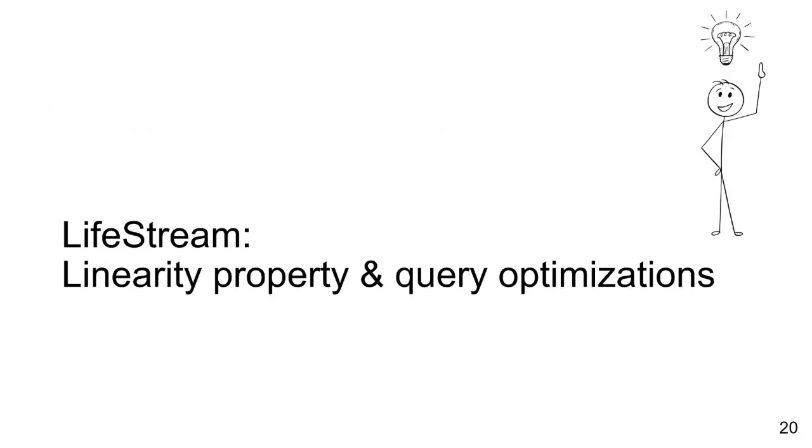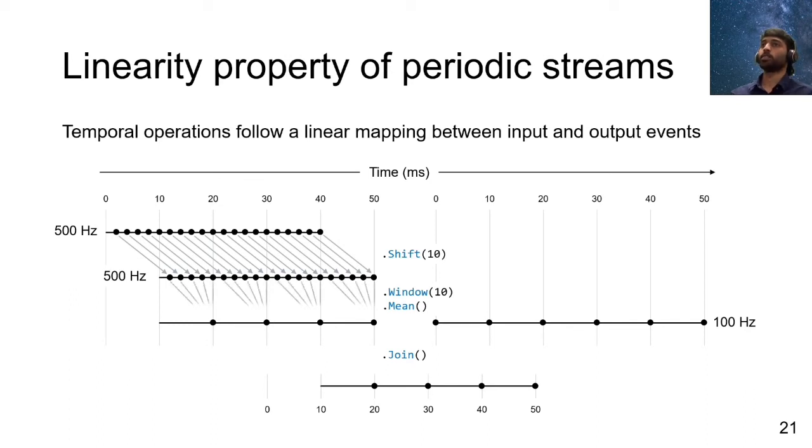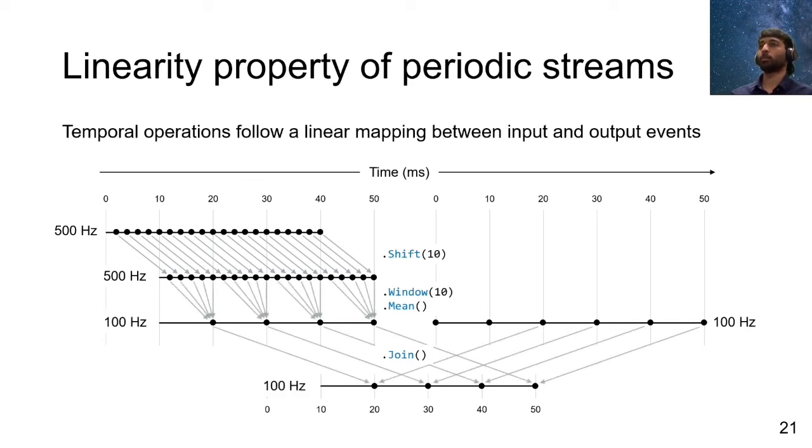We solve these issues in LifeStream with the help of 3 query optimizations. And the basis of these optimizations is what we call the linearity property of periodic streams. The linearity property simply states that temporal operations on a periodic stream follow a predictable linear mapping between the events in the input stream and the output stream, as shown in this figure. One consequence of this property is that the output stream produced is also going to be periodic. Therefore, we can recursively apply this property and extend this mapping throughout the entire pipeline.